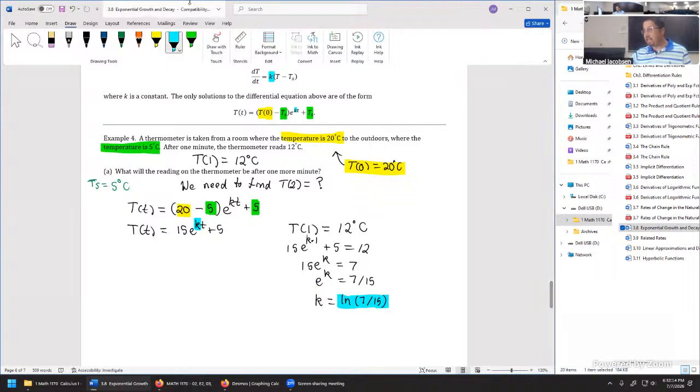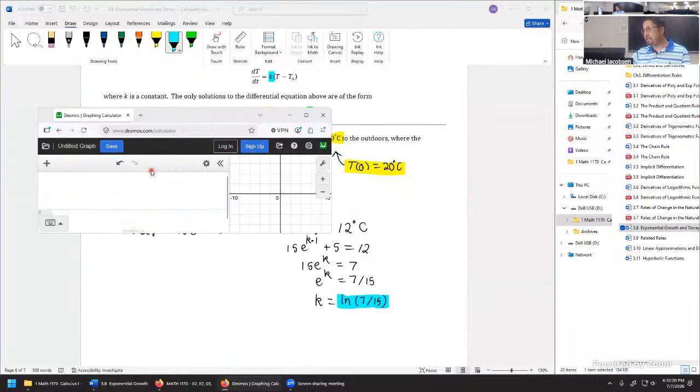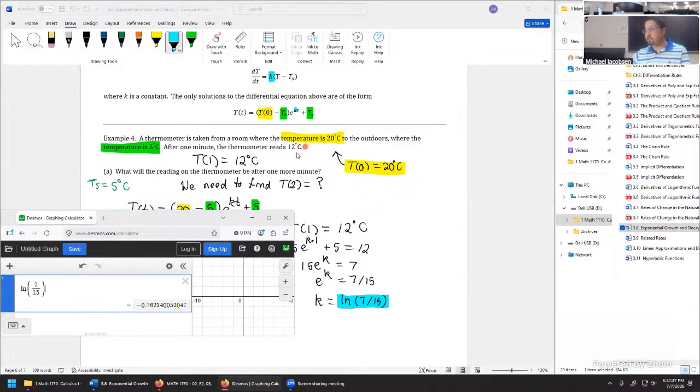And that makes this a modified decaying model because constants can be kind of tricky when you look at that. You should think negative number because the input to the logarithm is less than 1. So you have natural log 7/15. And we really have a decay model, which makes sense. The thermometer is going from 20 degrees, decaying exponentially, getting closer and closer to the ambient temperature of 5 degrees.